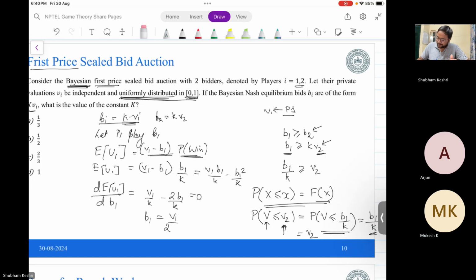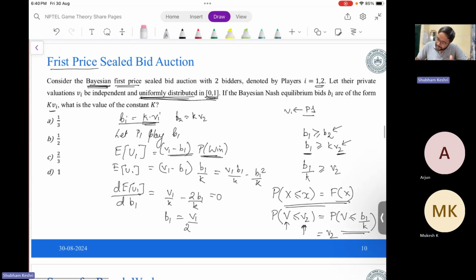Okay, now you see when player 2 is playing K V2, player 1 is playing V1 by 2. So what is the value of K over here? Half times V1. Similarly, if you do for the other player, when you say B1 is equal to K V1, you will get this half. Therefore, the value of K is half. Right?